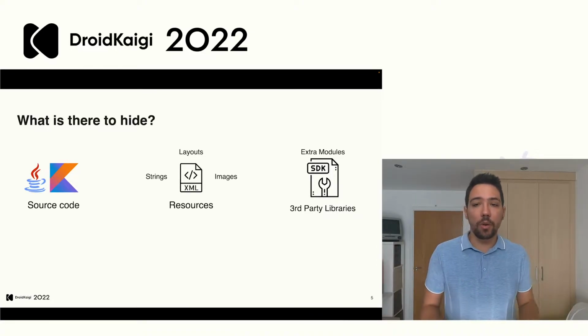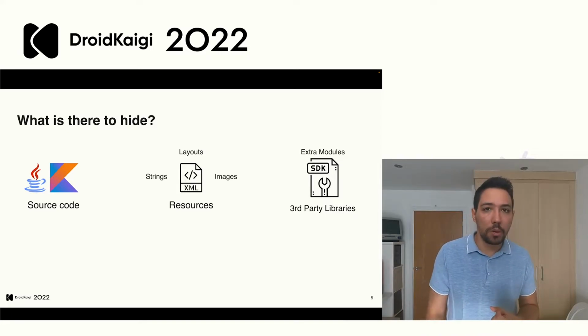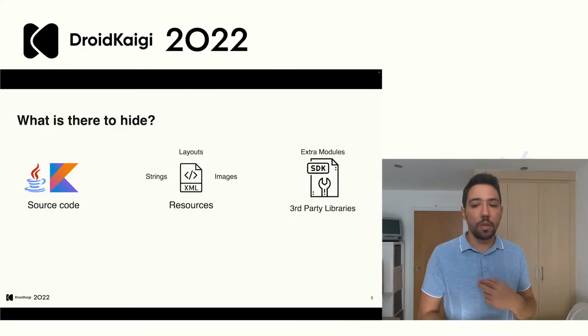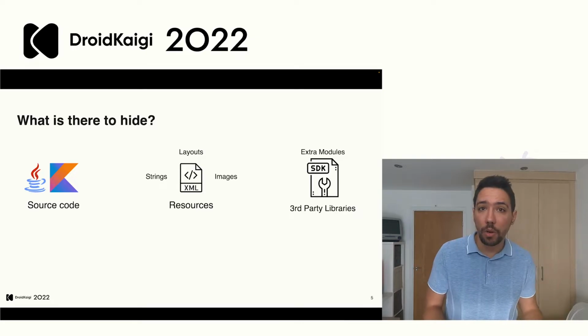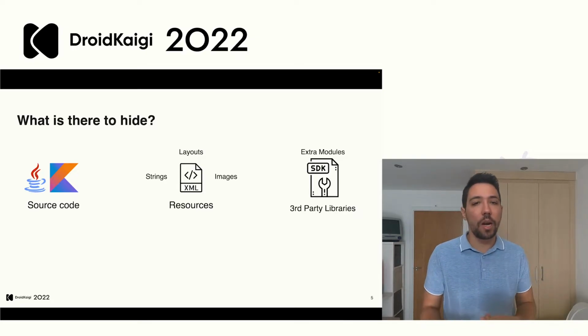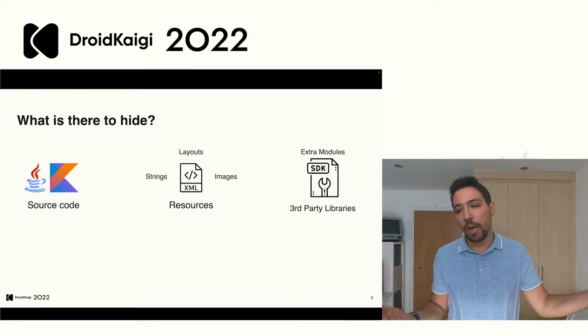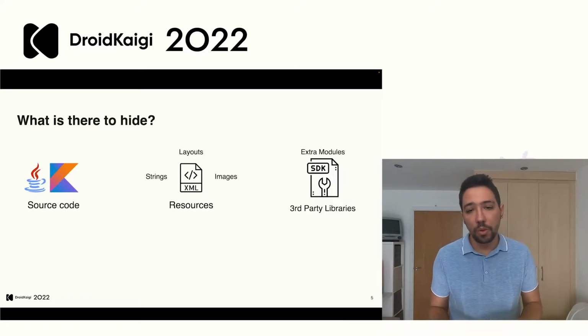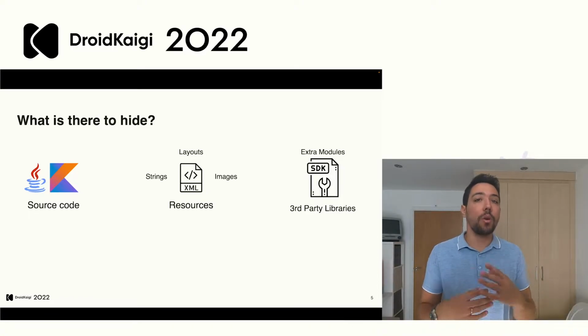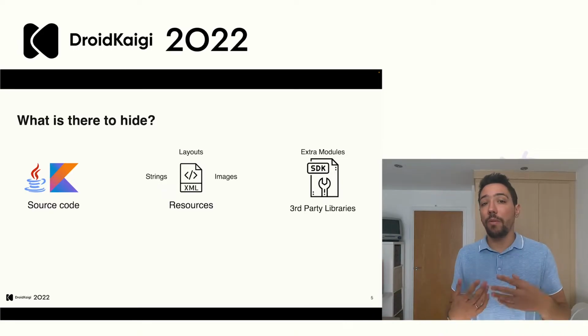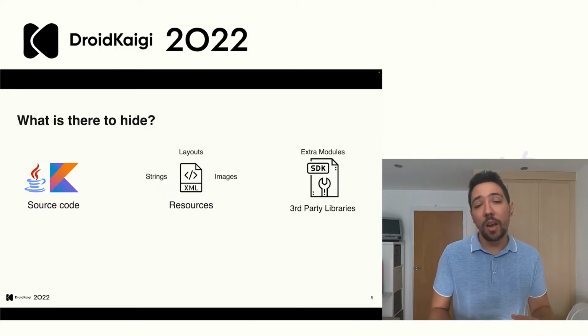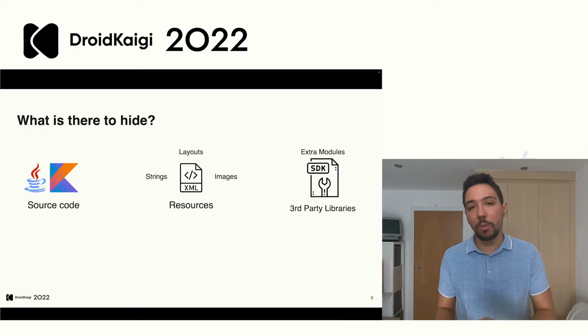And then, of course, there are also any extra modules that we might be using apart from the app module. There are any third-party libraries that we're using within our application. Either they might be ours or any third-party downloads from the world. So all of those three things are not safe within our applications. They can be reverse engineered, they can be hacked, and they can be plainly found, as I will show you later on.